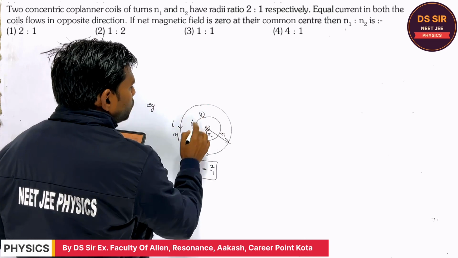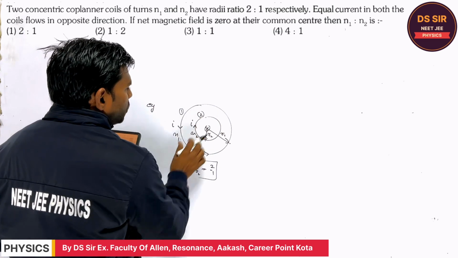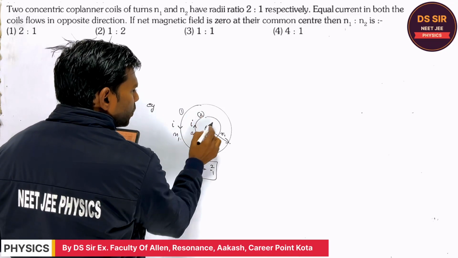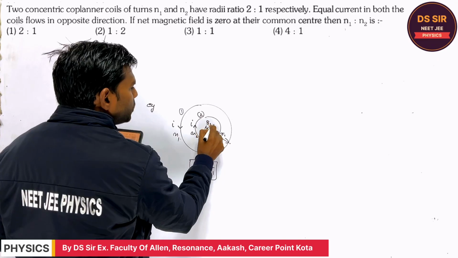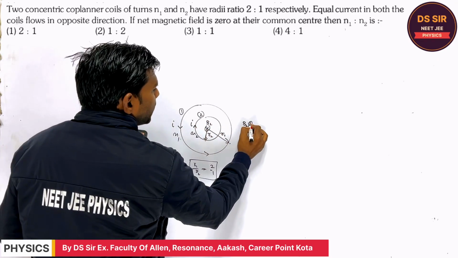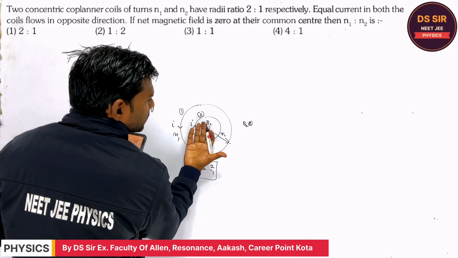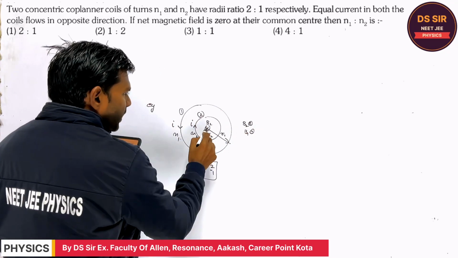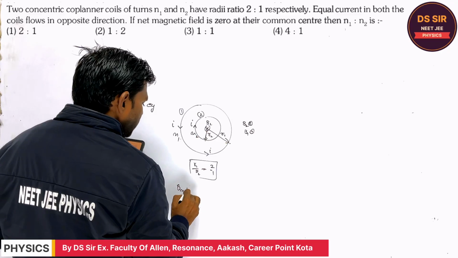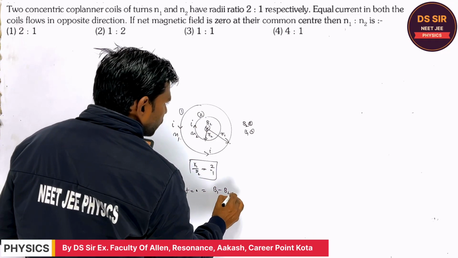Now you assume this is coil 2 and this is coil 1. So because of coil 2, the small coil, the magnetic field B2 is into the board, right? And B1 is what? Because of this current, B1 is out of the board, right? So if the net magnetic field is 0, what does it mean? It is B1 minus B2, right?